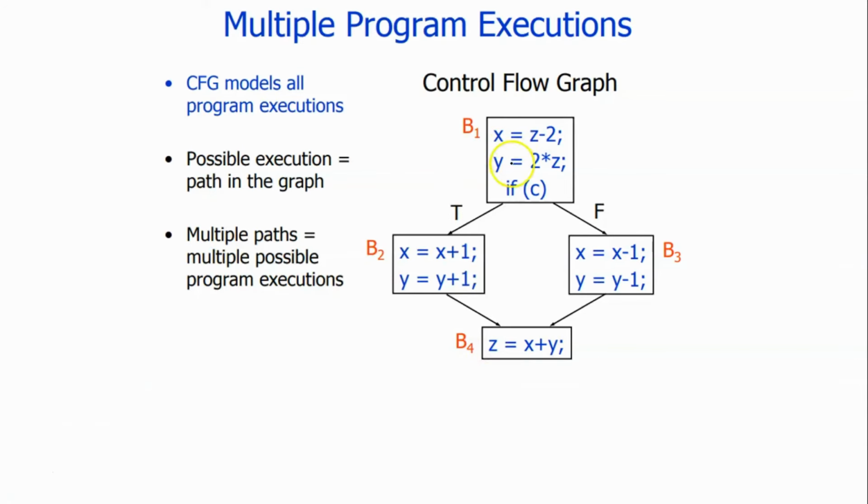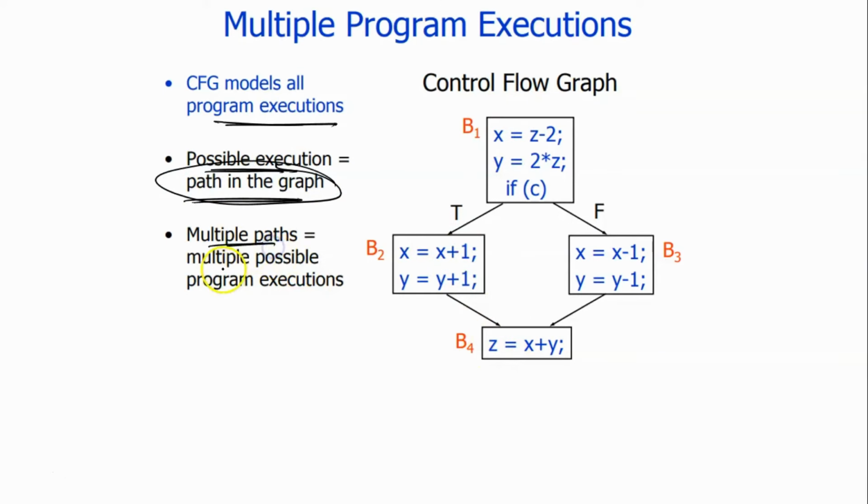See, there is no path from B2 to B3. You can see in this CFG, from B2 to B3 there is no path. So it tells you that there is no possible execution which will go from here to here, even at runtime. So this CFG is modeling all the possible executions, and a possible execution is nothing but a path in this program.